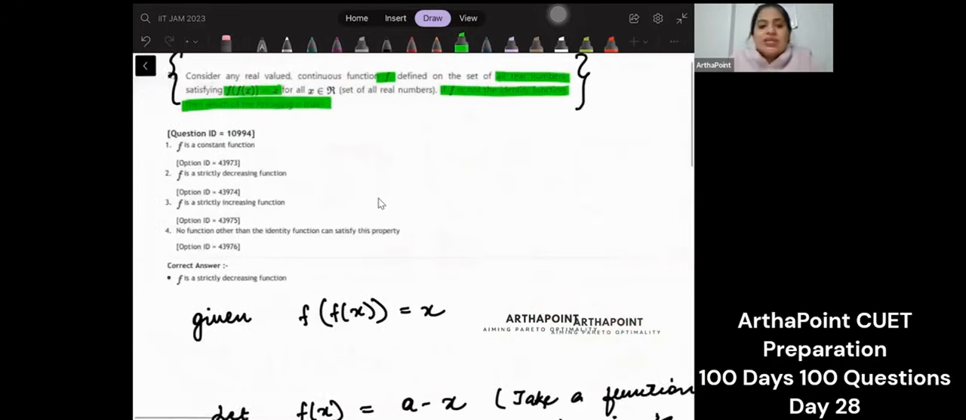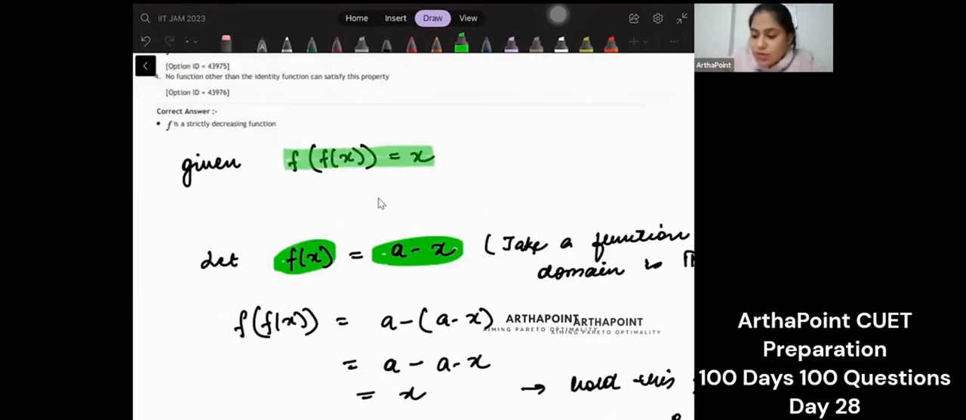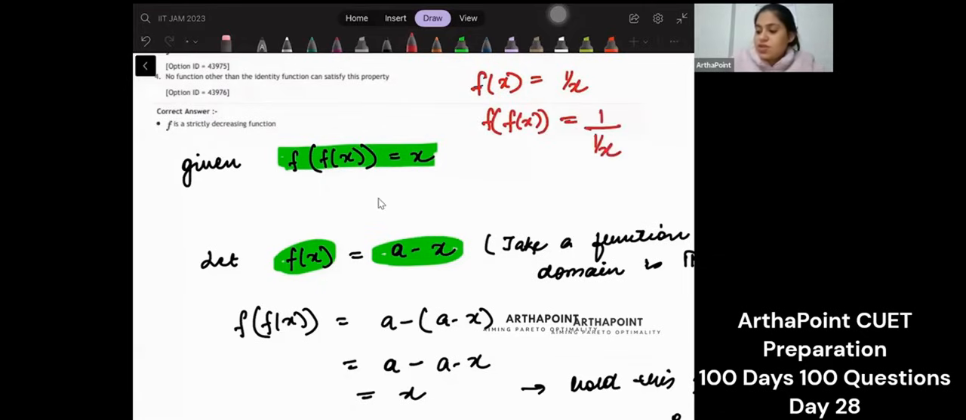Very similar thing is happening here. Let's have a look. I have gone ahead and taken my function to be a minus x. You can take any function as long as it follows this property. I will show you multiple other functions. For example, suppose my function is 1 by x. So what will be f of x? It will be 1 upon, instead of x, I will replace it with the function 1 by x, and I will get back x.